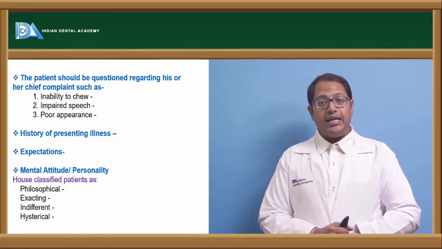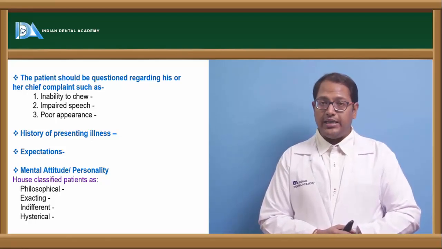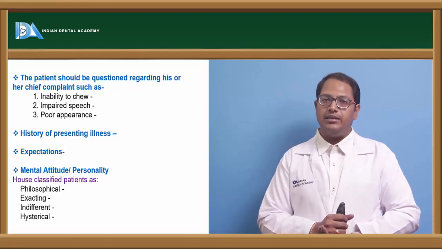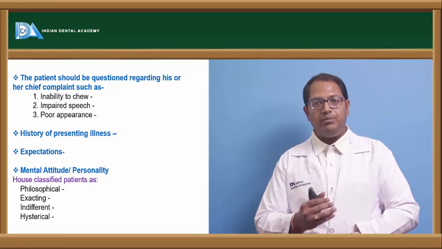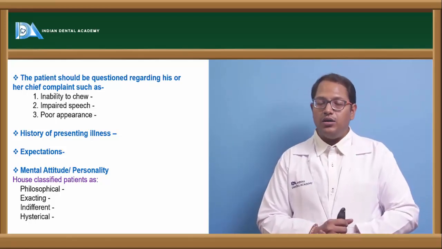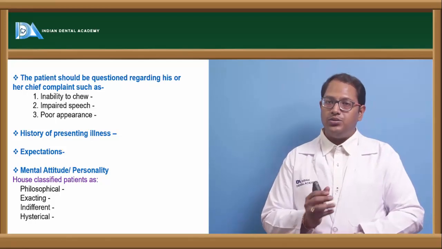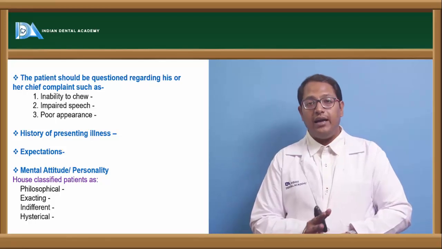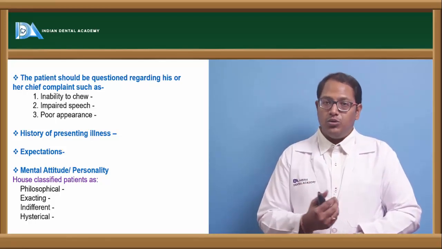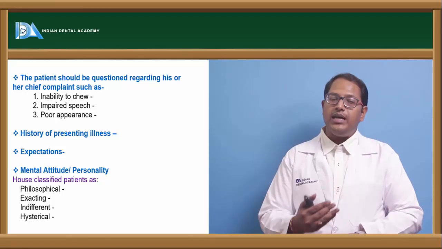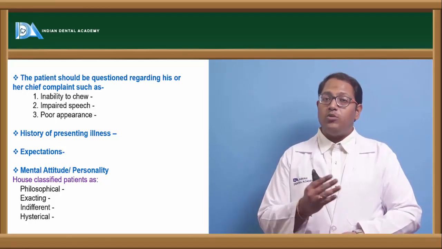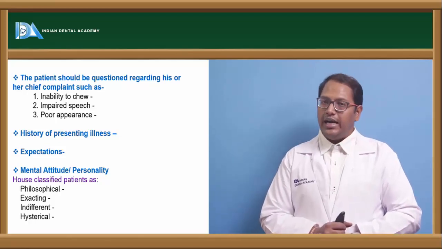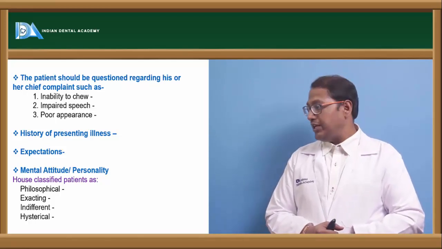But exacting kinds of patients are a little difficult to tackle. How are exacting patients different from philosophical? Almost all the characteristics are the same, like they are good and they believe in the dentist. But the only thing that differs is that exacting patients do require more care. You need to give more time to those kinds of patients to make them comfortable. And once the patient is comfortable with you and believes in you, he is the best supporter of the dentist.